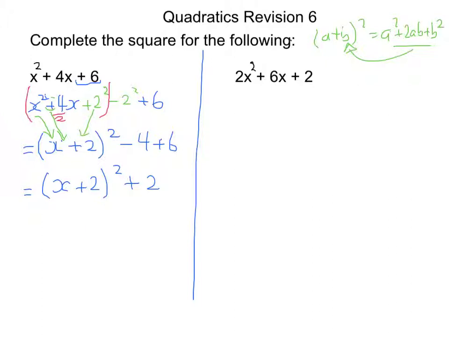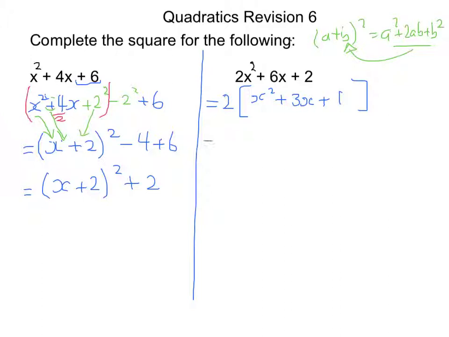Now for the second one, I'm looking at the coefficient of the x squared out the front, the 2, and wondering if that will go into everything, because I need it to go into everything. So the first step I'm going to do is to factorise. Bring out the 2. I'll use some nice big square brackets. x squared plus 6 divided by 2 is 3, and 2 divided by 2 is 1.